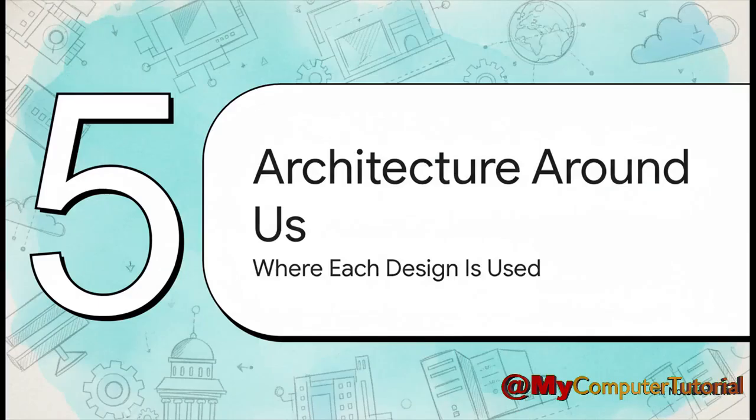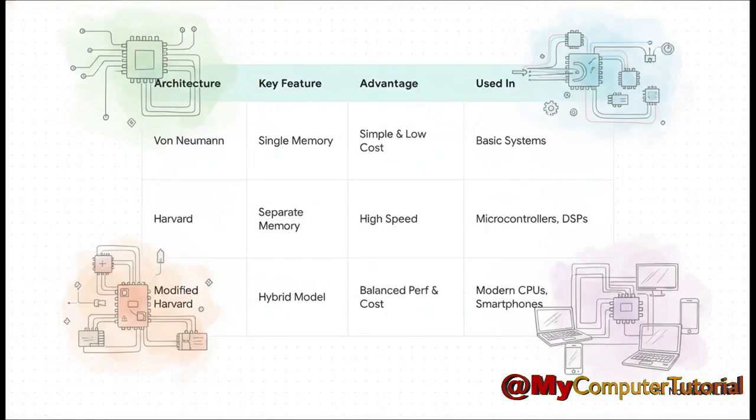All right, to wrap all this up, let's just take a quick tour and see where you can actually find these different blueprints out in the real world. As you can see, that original super simple von Neumann design, it's still useful for some really basic systems where cost is everything. The pure, high-speed Harvard architecture is the go-to for specialized chips like microcontrollers that just need to do one thing really, really fast.